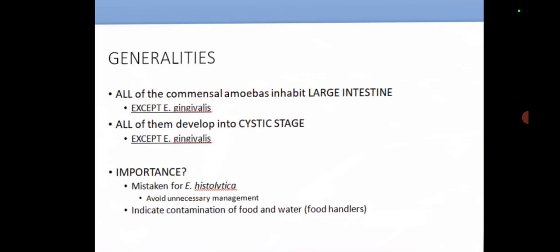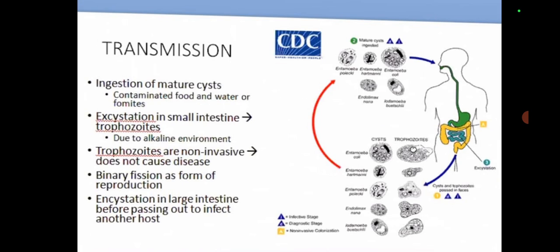Generalities: all of the commensal amoebas inhabit the large intestine, for example Entamoeba gingivalis, and all of them develop into the cystic stage except gingivalis. If mistaken for E. histolytica, they lead to unnecessary management. They indicate contamination of food and water, so food handlers should be checked.